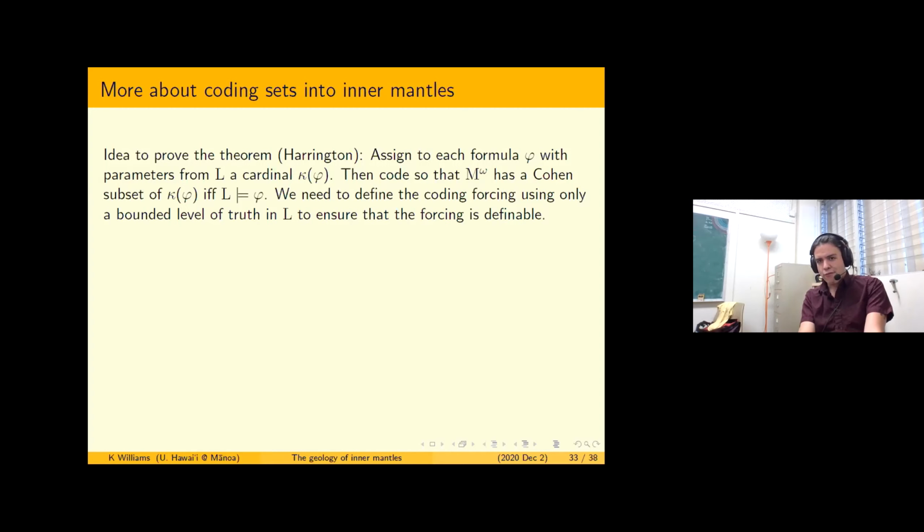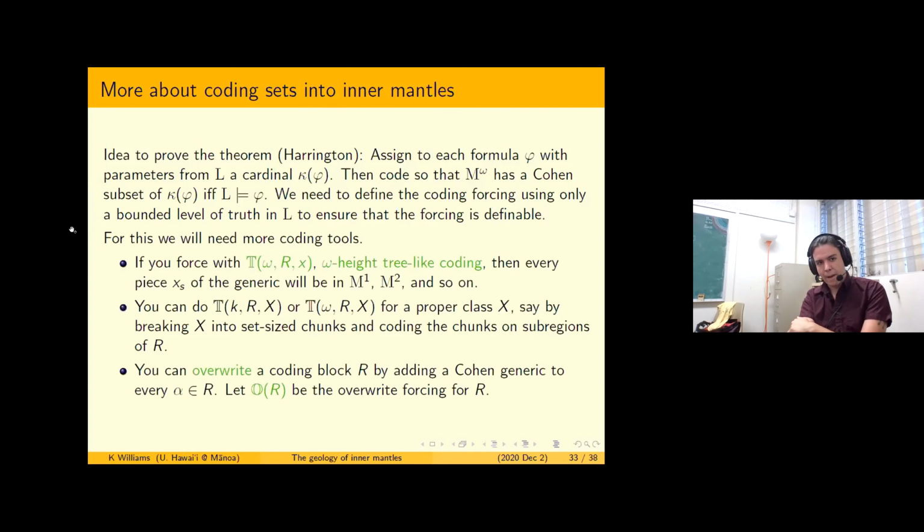Of course, though, we want the forcing to be definable. You can't just say, let's just add the Cohen subsets on these points, because that's a forcing that uses the satisfaction predicate to define it. So we want to be more clever, and by we, I mean Harrington, and we want to define this coding forcing using only a bounded level of truth in L. If we can do this, then the forcing is definable, because we have a definable truth predicate for Sigma 1 truth, Sigma 2, or whatever. So that's the idea.